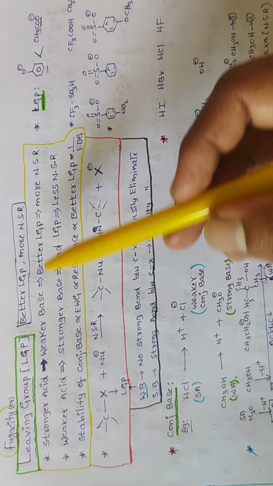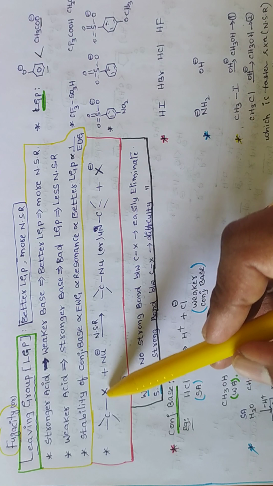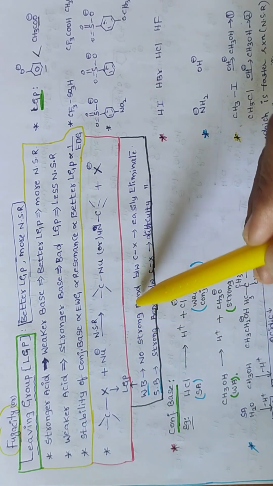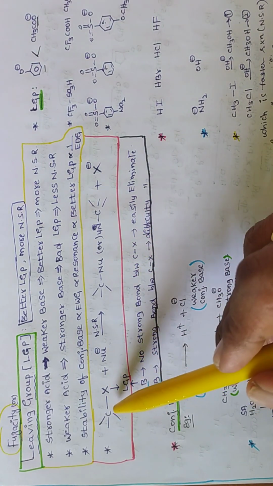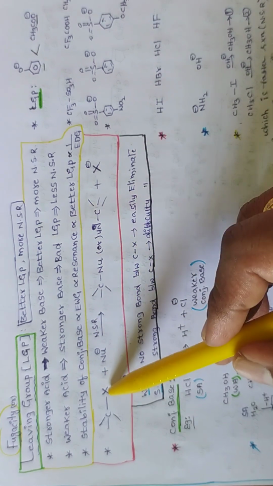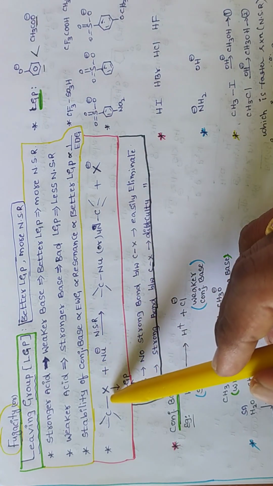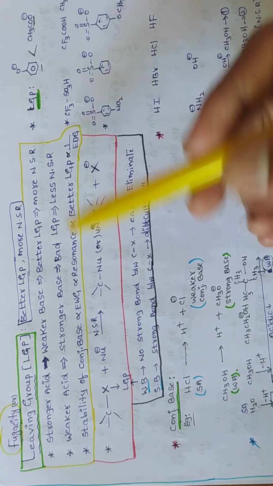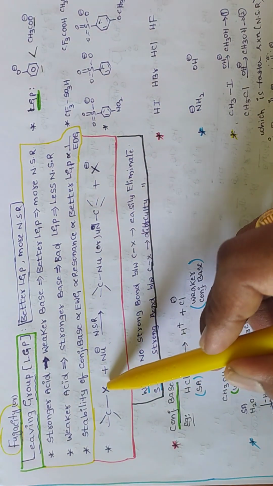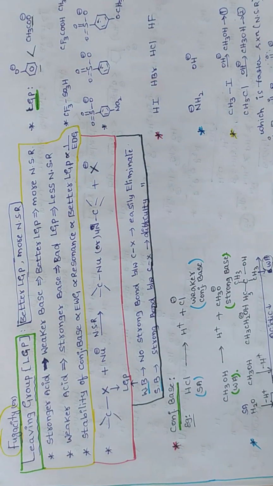Now, why is a weaker base the better leaving group? A weaker base cannot make a strong bond with carbon, so there is no strong bond between carbon and halogen. If it is weaker, it is easily eliminated, and substitution is faster. If it is a stronger base, the bond formed between them is very strong, so it cannot leave faster, so there is less nucleophilic substitution. If it is not leaving, substitution won't happen.